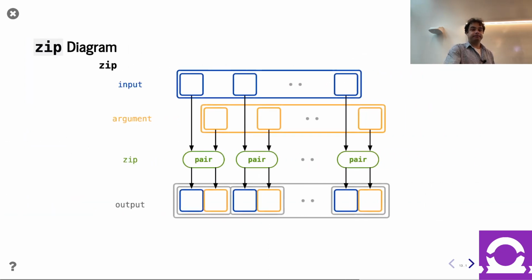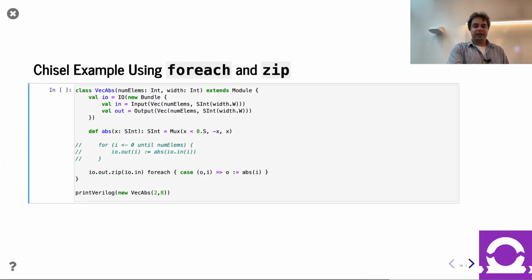Okay, so that was zip. We have these diagrams showing it. Let's try and put zip to work. So this is another example. This one is another simple made-up function. Given an input vector, we're going to apply the absolute value function to all of the elements in the vector, right? So, absolute value given an SInt: if it's less than 0, we negate it. Otherwise, leave it alone.